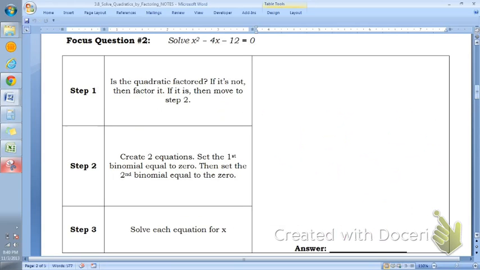Okay, let's look at the second focus question. Is this equation linear or is it quadratic? It is a quadratic. The highest power is 2. And it's not in factored form. So we need to decide how we are going to factor this. Well, what type of equation do we have here? What type of expression do you see there?